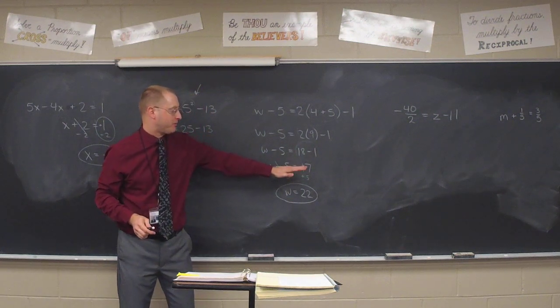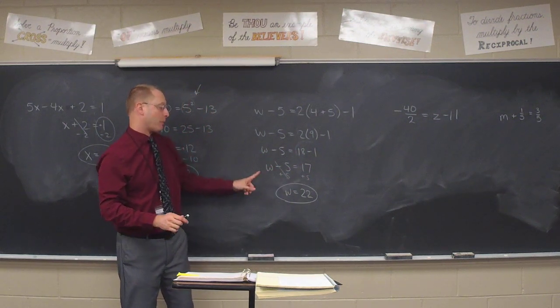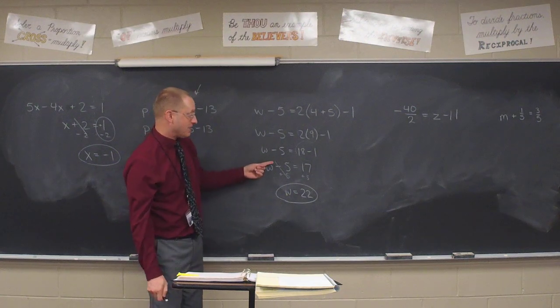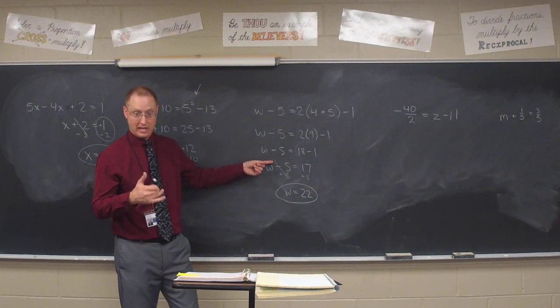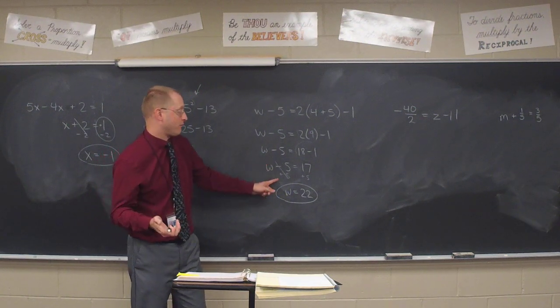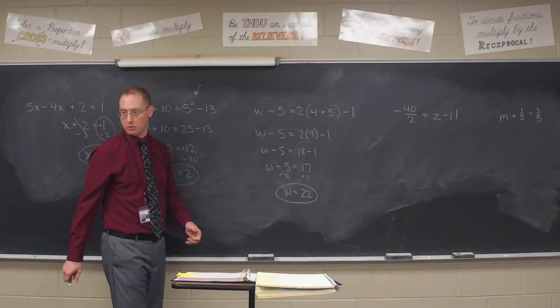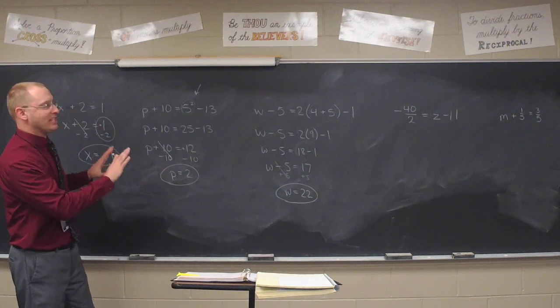Once you've simplified that other side, now we can get the w by itself. It says minus 5 or negative 5. The opposite of negative 5 is positive 5. On both sides, w equals 22. Makes sense? Just keep it nice and neat.